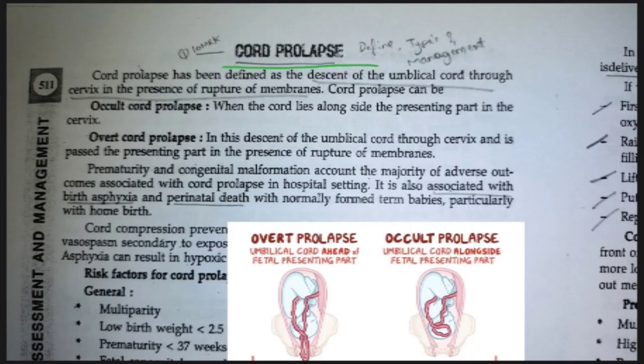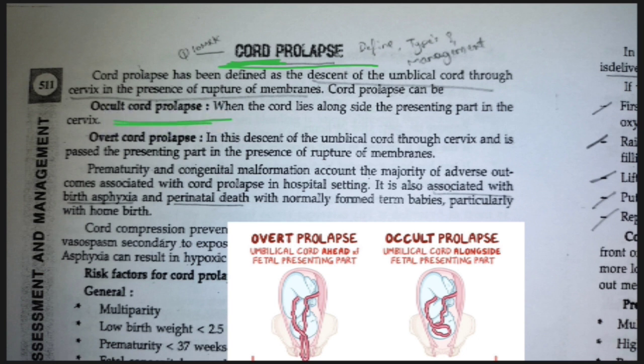Cord prolapse. Cord is nothing but umbilical cord. See, generally in the delivery process, first the baby comes out and then the placenta and umbilical cord will come out. While in some conditions, due to excessive contractions or any other condition, the umbilical cord presentation will come first before the baby gets delivered. This cord presentation has two types.